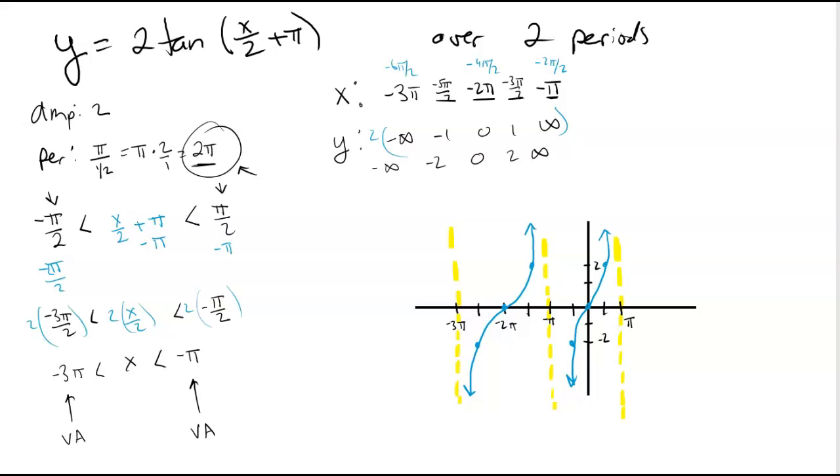Okay. So let's try one more with cotangent. And this one does have a d value.